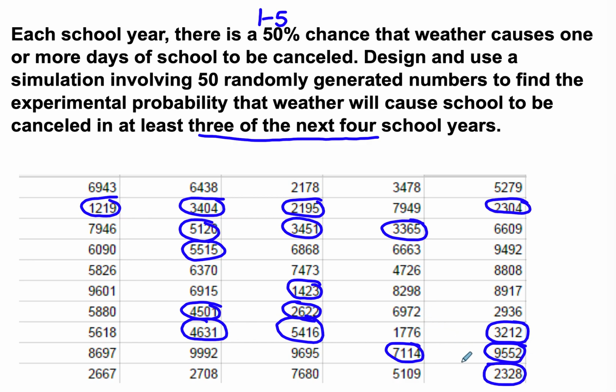All right, so let's count up how many we have. 1, 2, 3, 4, 5, 6, 7, 8, 9, 10, 11, 12, 13, 14, 15, 16, 17. I have 17 out of 50. That is already simplest form. That's going to be 34%.